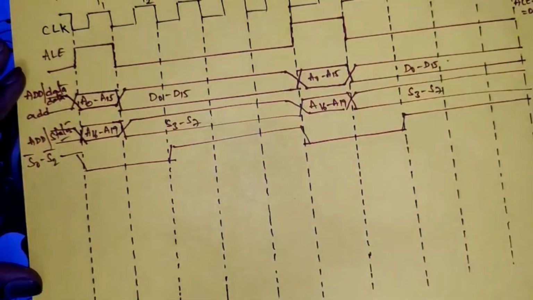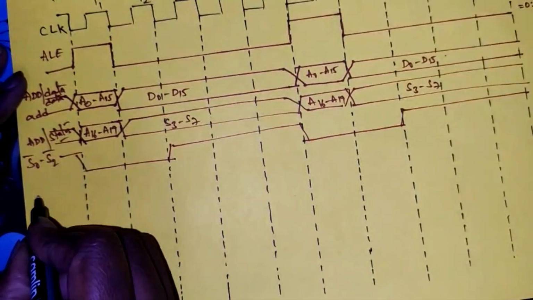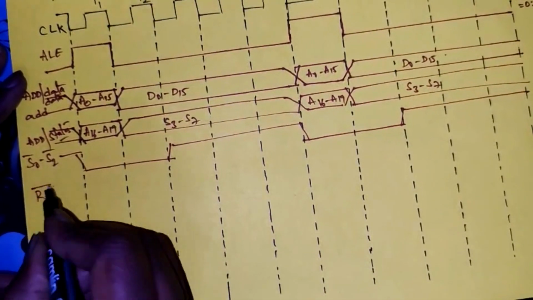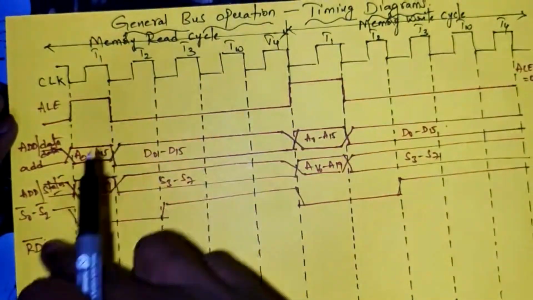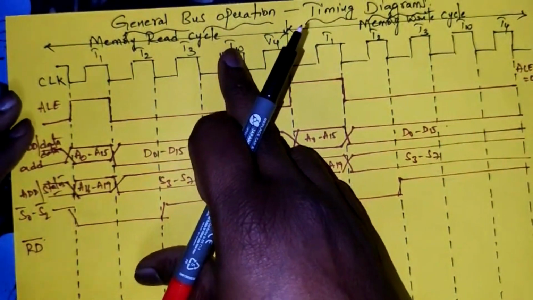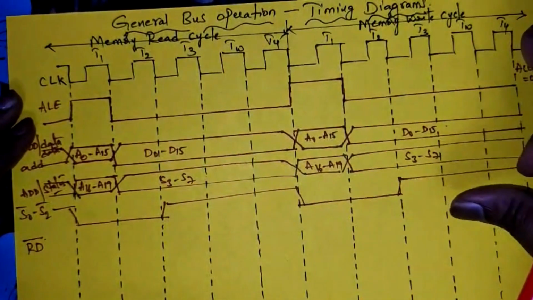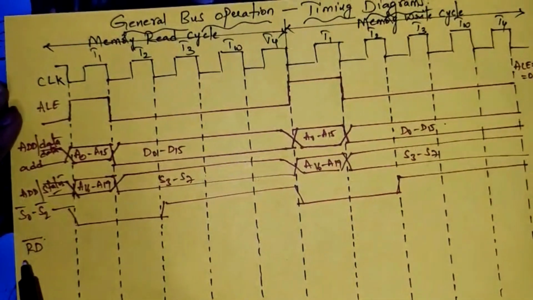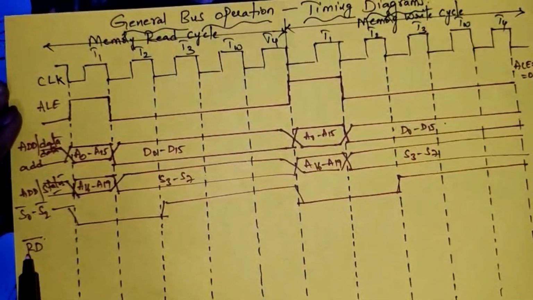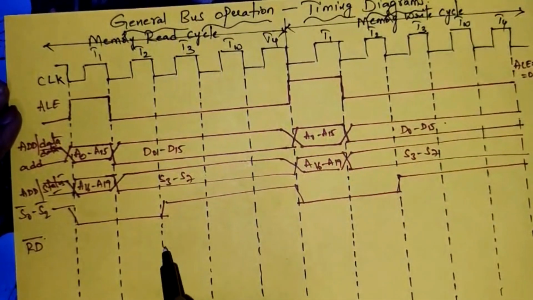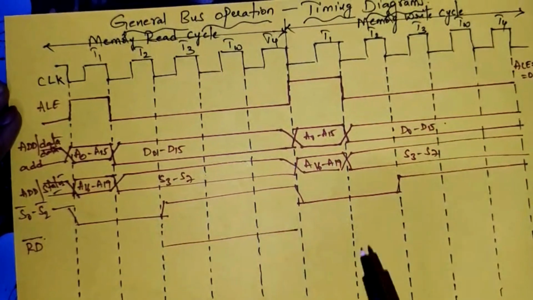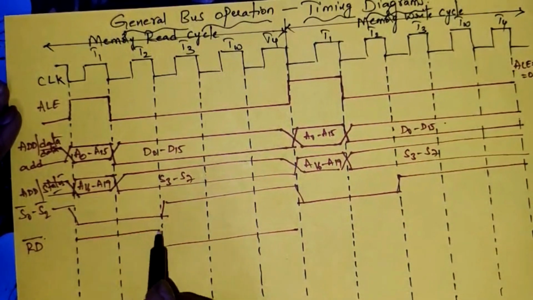Okay, now we will draw the timing waveform for read bar. Read bar is associated with the read cycle only, not with the write cycle. It is a logic low signal, meaning read bar is active during T3 and T4. So it should be logic low during T3 and T4, and in the remaining clock cycles it is high.